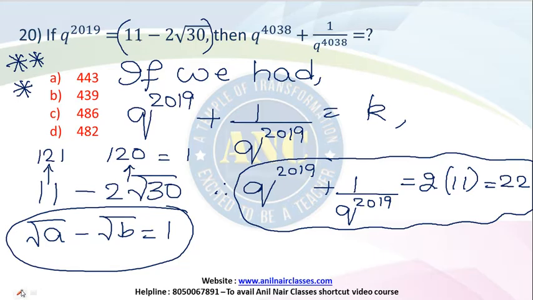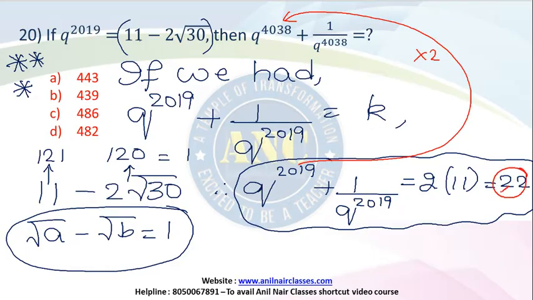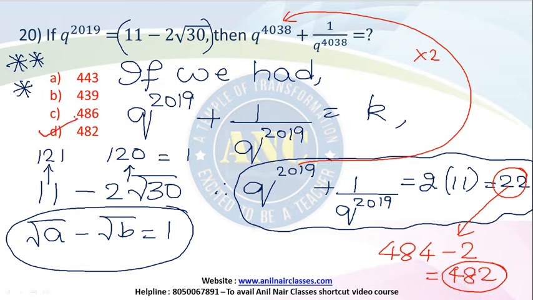But they are asking you not for 2019. They are asking you for 4038. Power is getting doubled. So take the right hand side, 22 square is 484 and then subtract 2. Answer for this question is 482, which is option D.